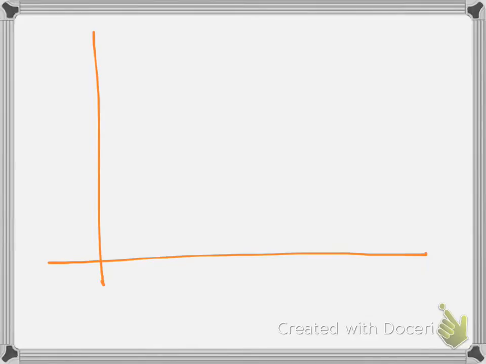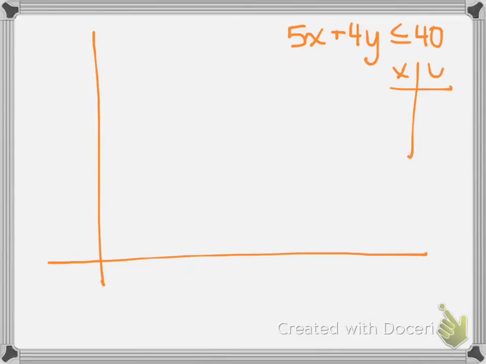Okay, so my first one was 5x plus 4y is less than or equal to 40. I'm going to make my table. When y is 0, that goes away, so I have 5x is less than or equal to 40. That's going to give me x is equal to 8.